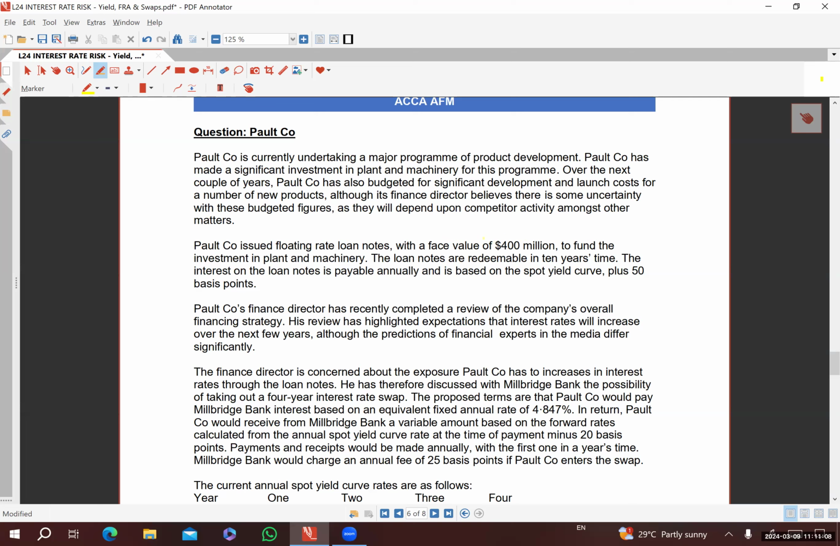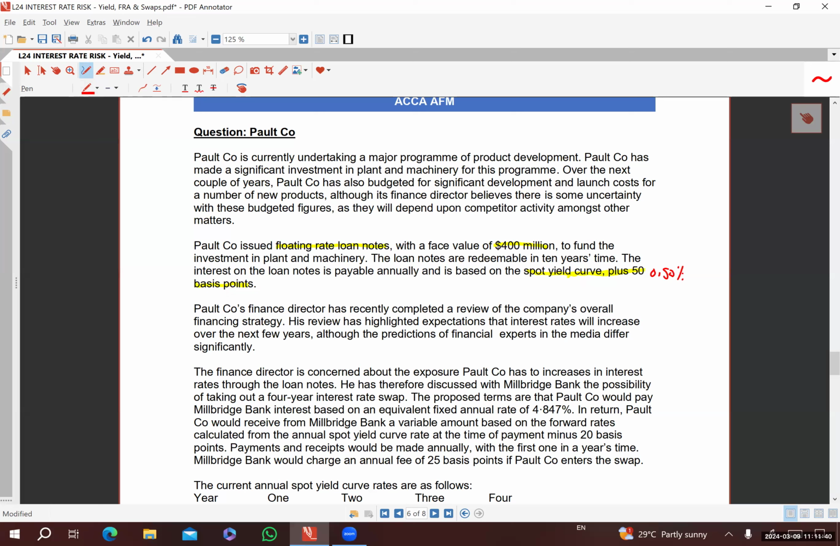Pork issued floating rate loan with a face value of 400 million. So the loan is 400 million, floating rate. To fund the investment, the loans are redeemable in 10 years' time. The interest on the loan is payable annually and is based on spot yield curve plus 50 basis point. So it's floating rate. Yield curve plus 50 basis point, 0.5%.